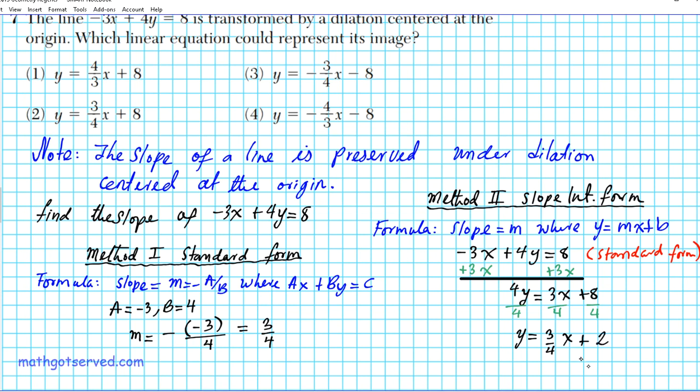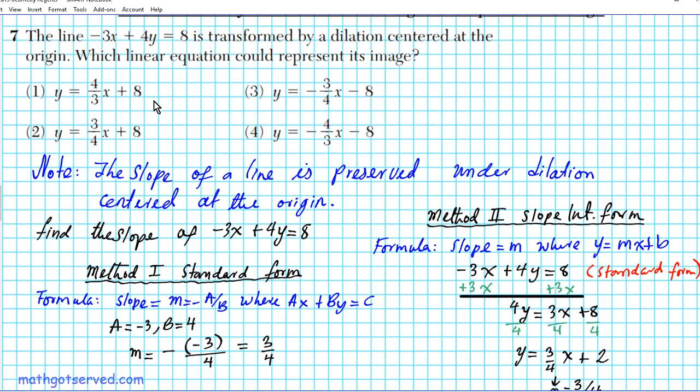So as we can see here, the coefficient of x is your m. All right, so m, which is your slope, is 3/4. And we can see that our slope values are both the same. So whichever method you prefer. All right, so the slope is 3 over 4, 3/4. So the line that could represent the transformation of the original line by dilation centered at the origin is the line that has a slope of 3/4.